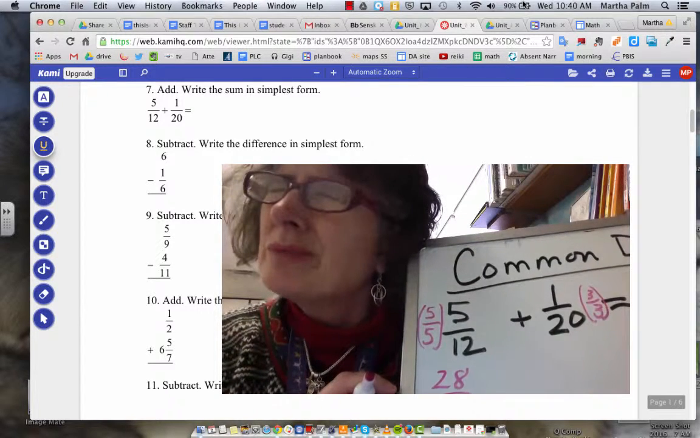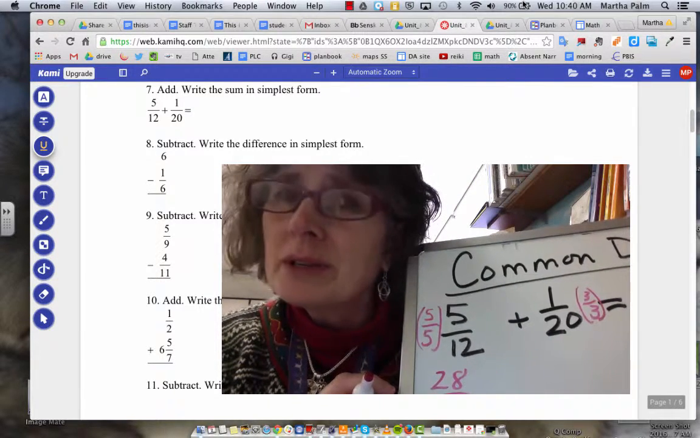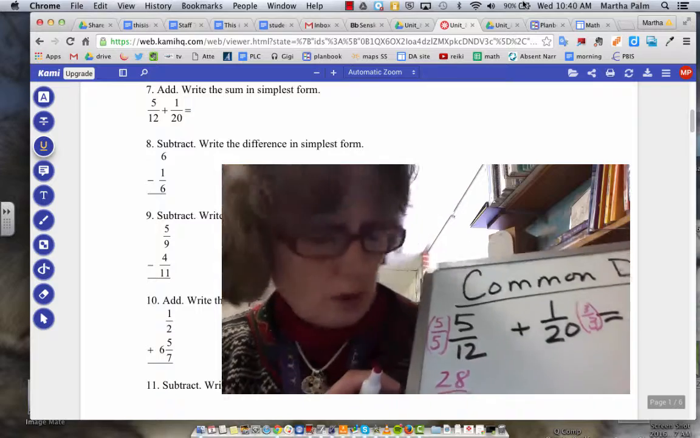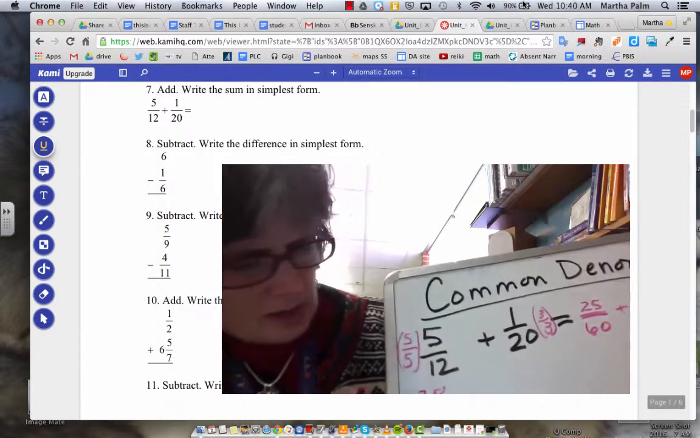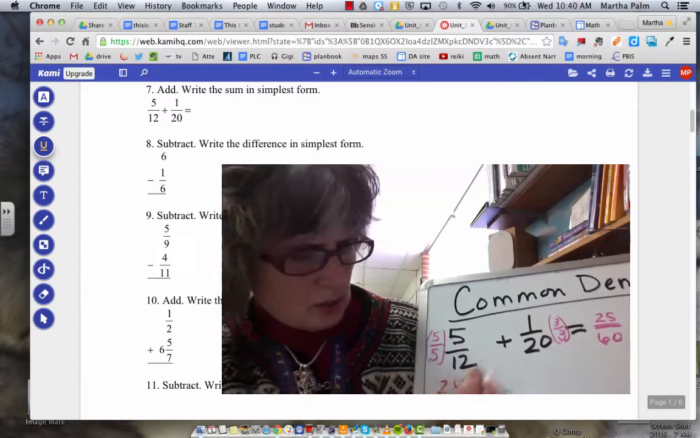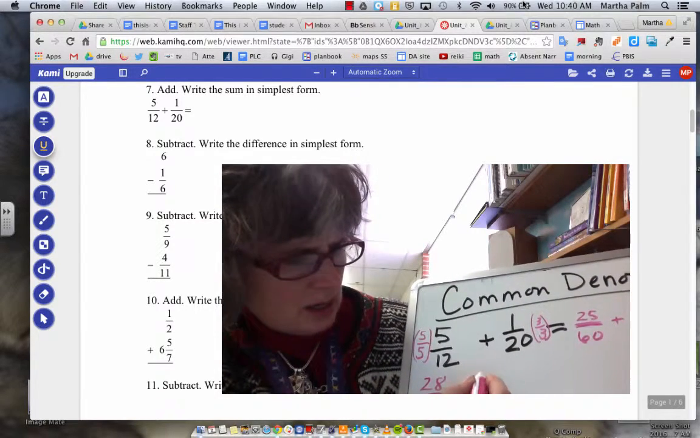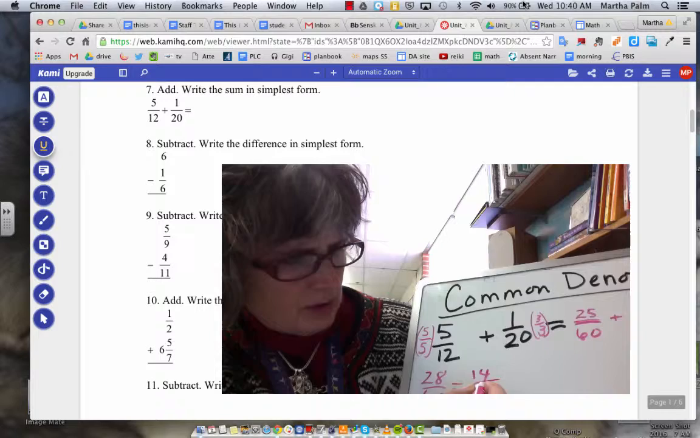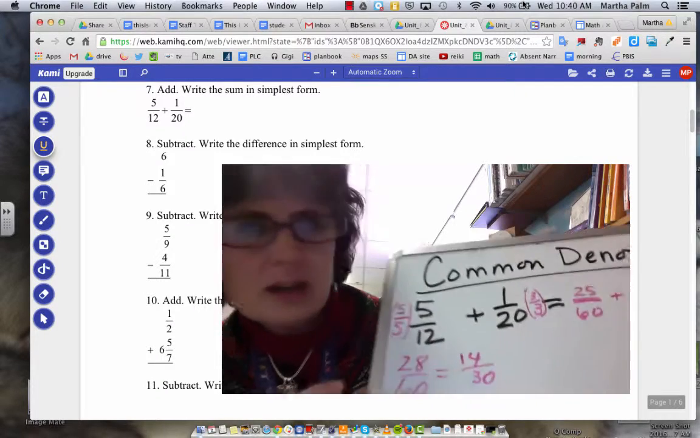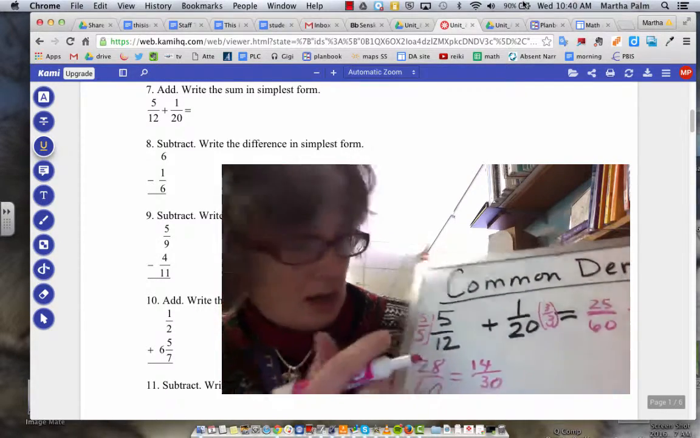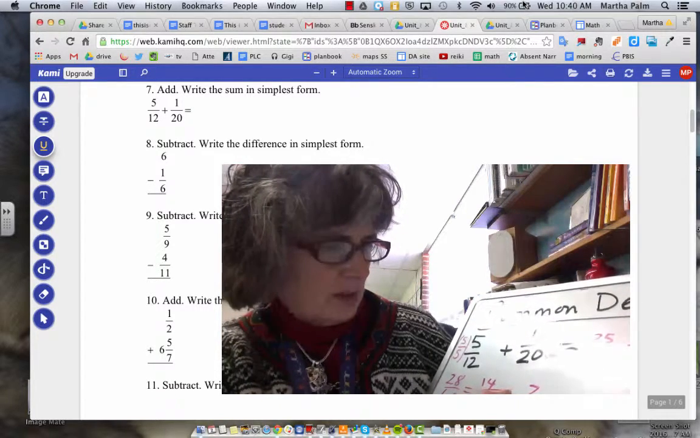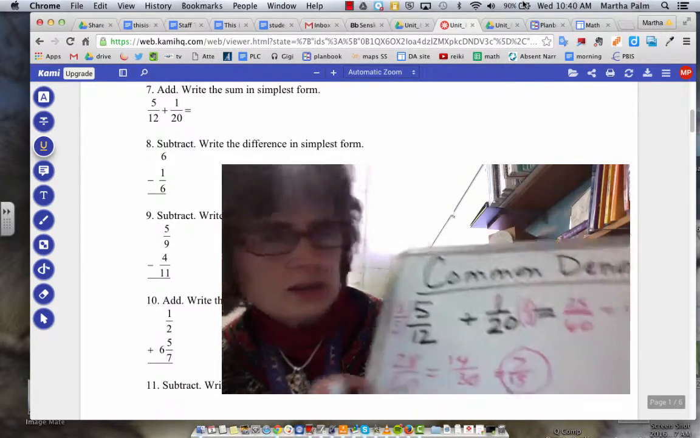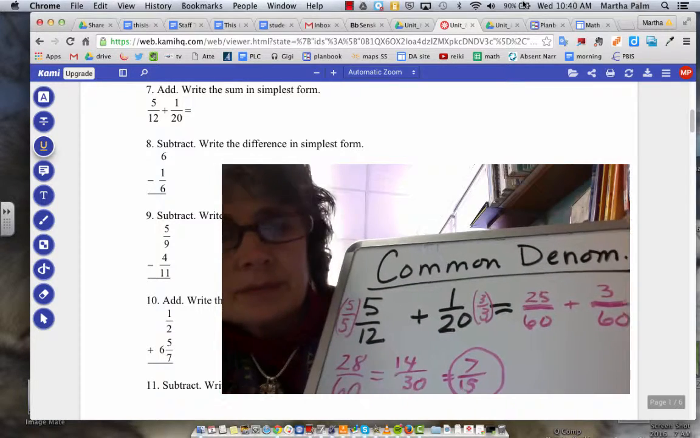what's that called now? Simplest, it has to be in simplest form. Yep, that's what it's called. So the easiest way for me to do this is I just take half of it. So what's half of 28 is 14. Half of 60 is 30. I can still cut it in half again. Half of 14 is 7. Half of 30 is 15. So there's your answer. It's in simplest form.